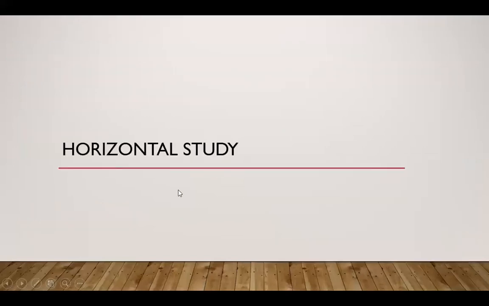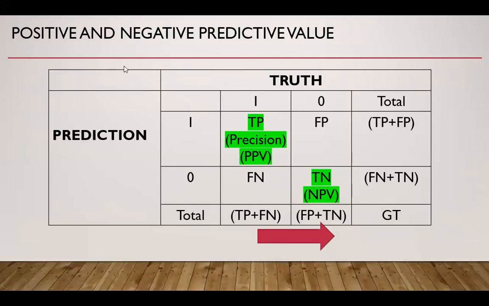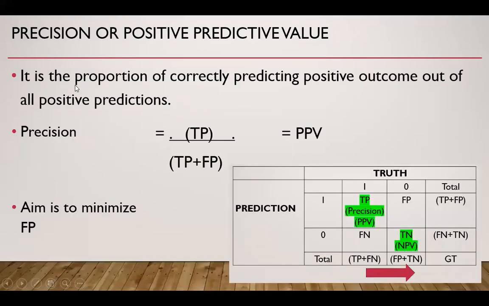Then we can study the confusion matrix horizontally. This is horizontal study. There are two metrics here: positive predictive value and negative predictive value. Positive predictive value is also known as precision. So precision is the proportion of correctly predicting positive outcome out of all positive predictions. So this is the horizontal summation. So precision is given by true positive divided by true positive plus false positive. It is also known as positive predictive value.